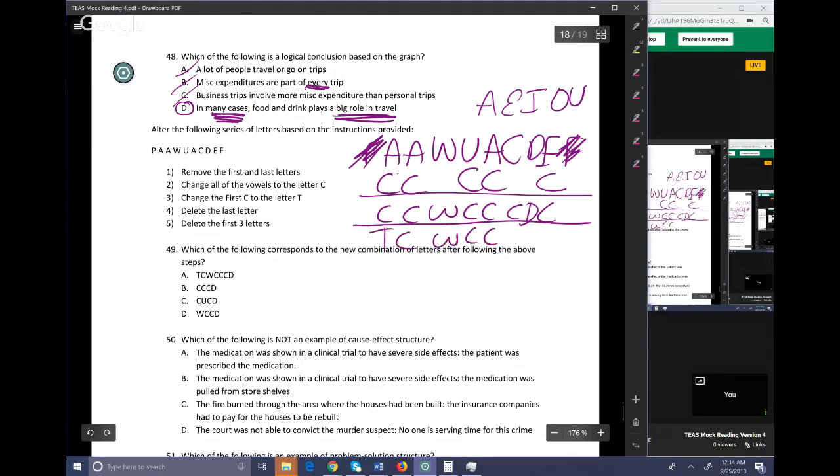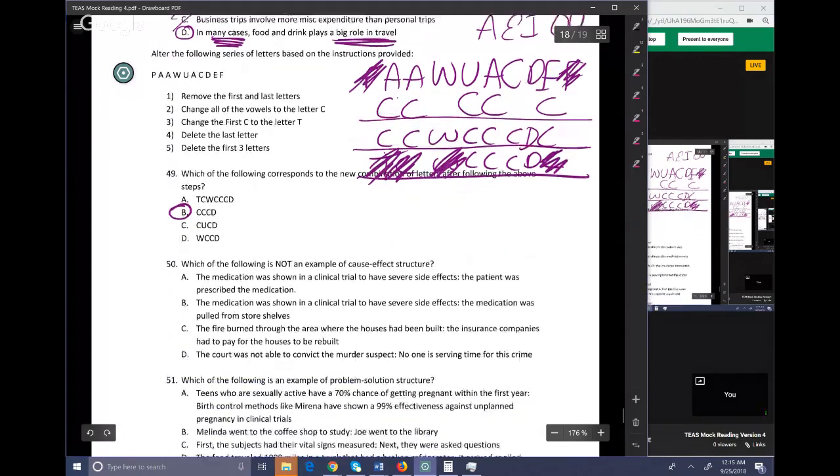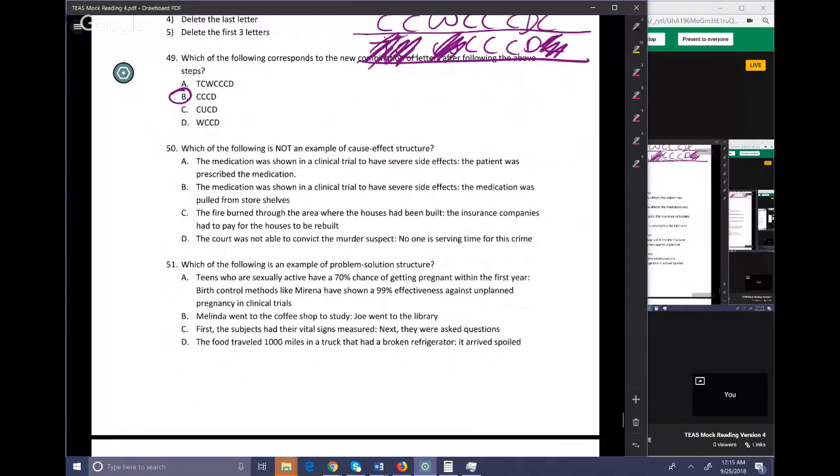I'm going to go ahead and copy my word down again. Then it says delete the first letter. Then it says, or I'm sorry, the last letter, my bad. The last letter. Then it says delete the first three. And you wind up with C, C, C, D, which is choice number letter B.